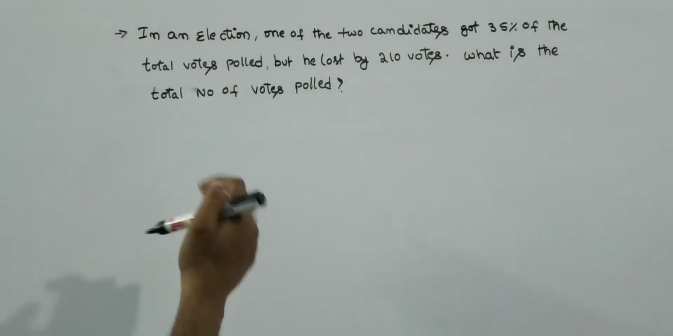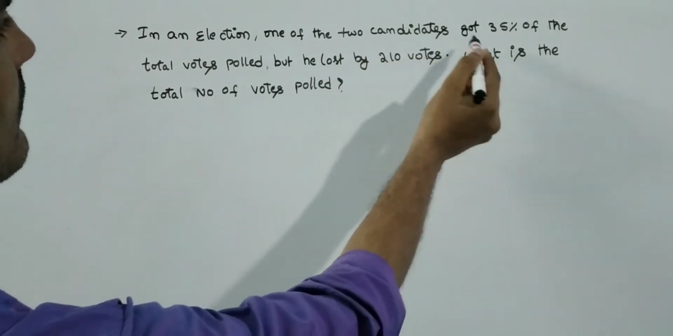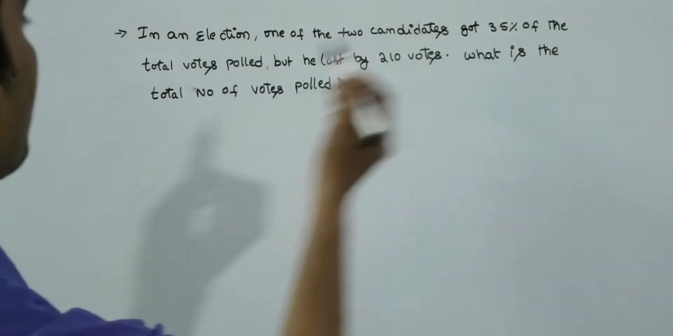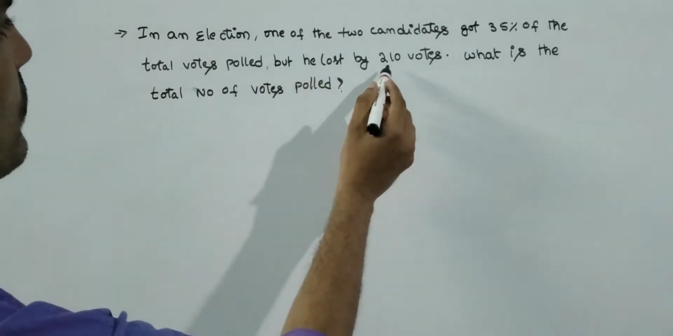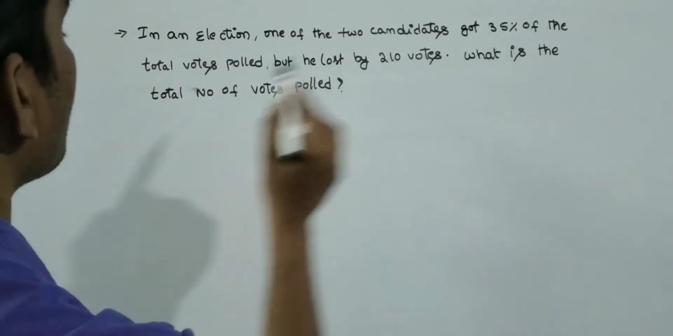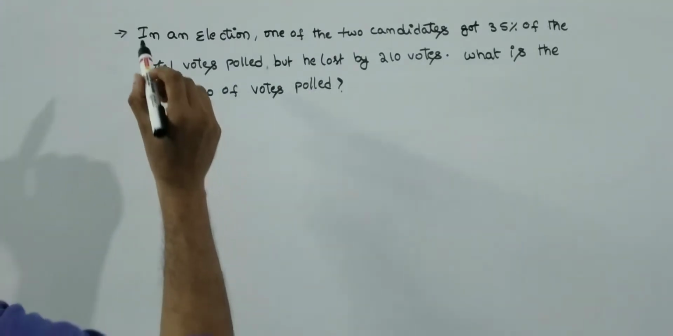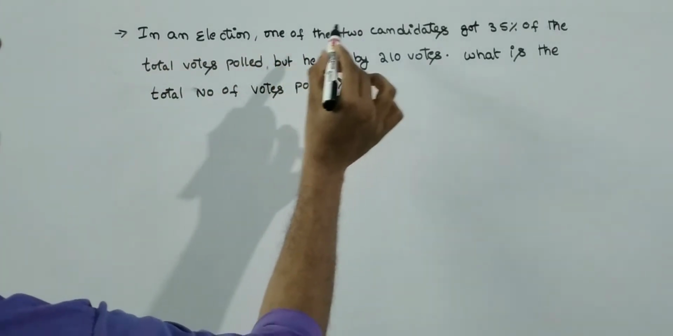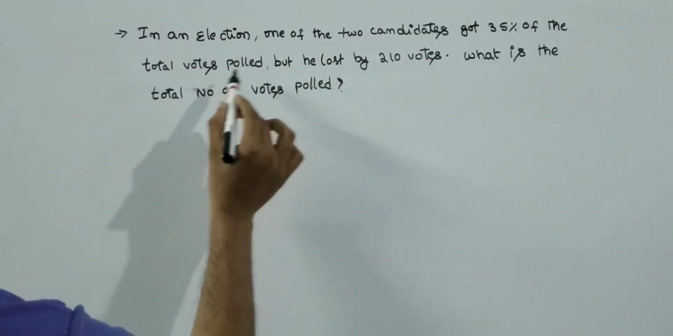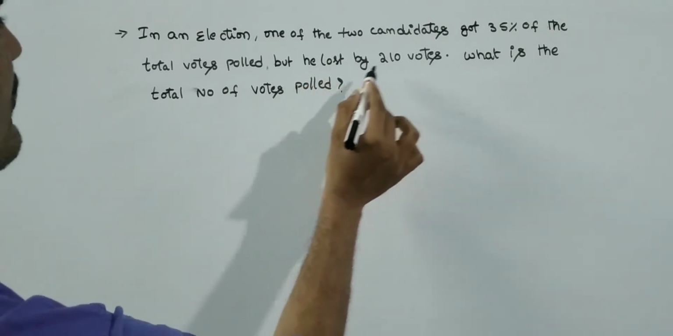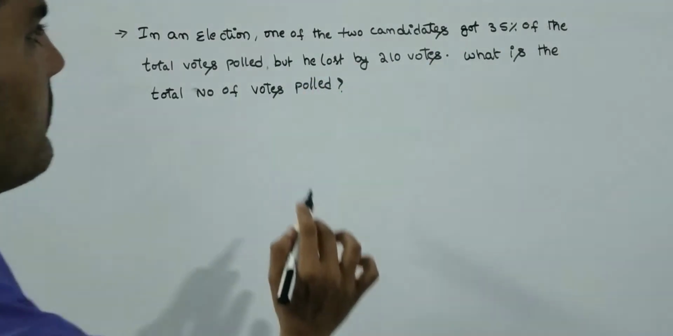See friends, next problem. In an election, one of the two candidates got 35% of the total votes polled, but he lost by 210 votes. What is the total number of the votes polled? See friends, I will read again. In an election, one of the two candidates got 35% of the total votes polled, but he lost by 210 votes. What is the total number of the votes polled?